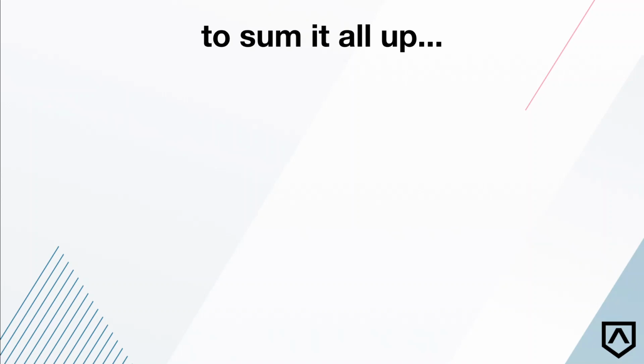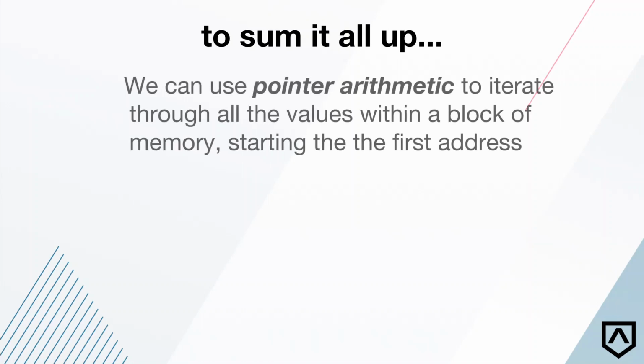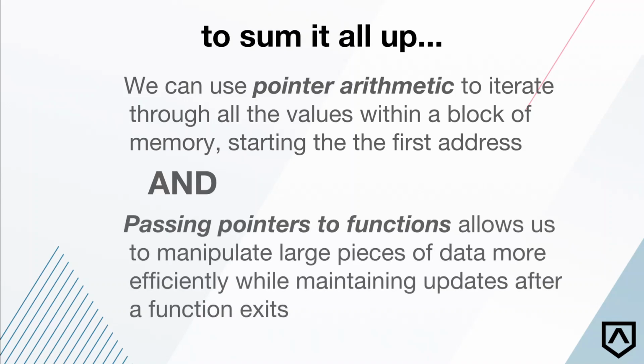Okay, so to sum all of this up, there are a few different operations that we can do with our pointers that are super useful. We can use pointer arithmetic to iterate through all the values within a block of memory. We can use malloc to allocate a block of memory of a certain size. And we can also pass pointers to functions, which allows us to manipulate really large pieces of data, can lead to more efficient processing in certain scenarios, and allows changes to our parameters to be maintained after a function terminates.